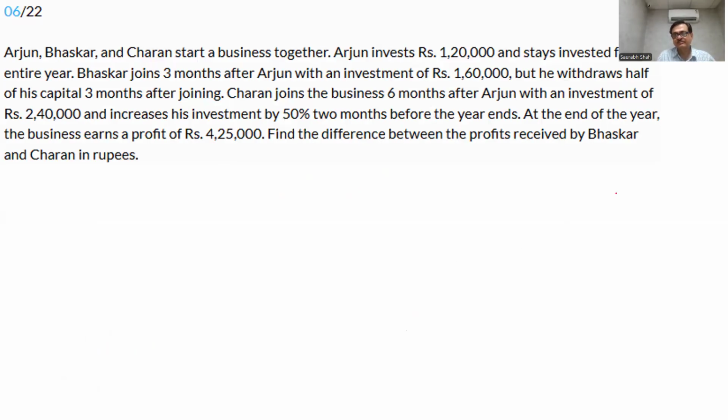Partnership. Now, why do you want numbers like 1,20,000? All the three people are investing something in 1,20,000, 60,000, 2,40,000. Then all of these numbers are multiples of 10,000. Simply cancel out the 4 zeros. A is investing 12, B is investing 16, and C is investing 24.